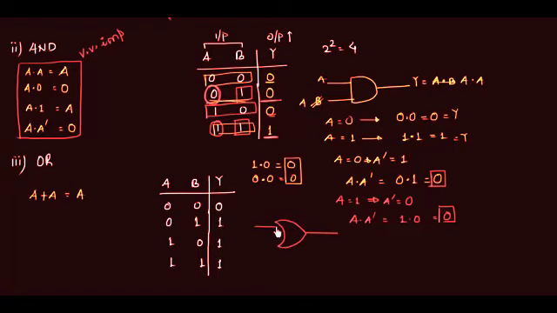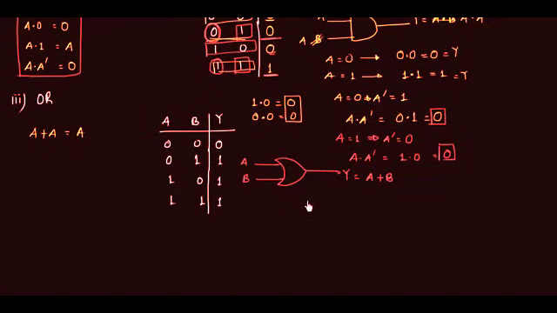Okay, and we have 2 inputs. The inputs are A, B. The output is Y, and it is represented as A or B. Now let's see how we got this A or A equal to A. If I have the same input, then this Y is going to be A or A.